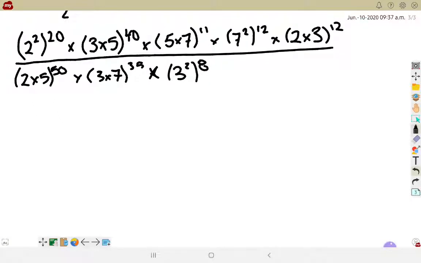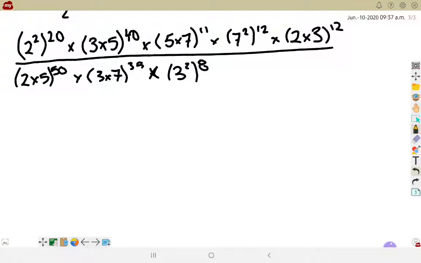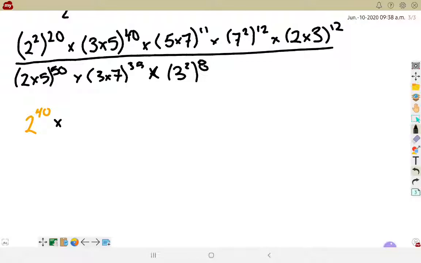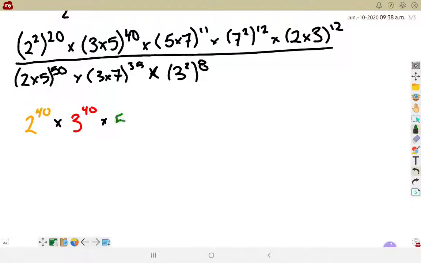I'm going to bring in all my exponents into my sets of brackets. So for the first one, I've got 2 squared to an exponent of 20, so that's now 2 with an exponent of 40. Then I've got my 3 with an exponent of 40, and a 5 with an exponent of 40. I'm just using different colors, and you'll see why in a second. I'm going to keep different colors for all of my different bases, because that's going to make it a little bit easier for us to see as we go on.